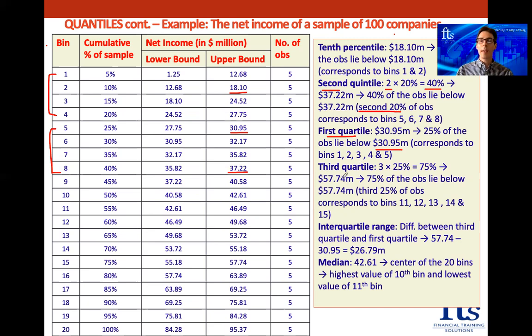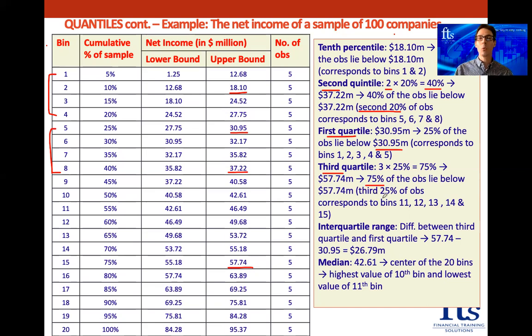Right. And then what about the third quartile? We know what the third quartile is because it was the same as on the previous slide. So quartiles are 25%. The third quartile is 3 times 25%, 75%. So let's go to 75%. There it is over there. So it's going to be 57.74. So what does this mean? It means that 75% of the observations lie below 57.74 million.